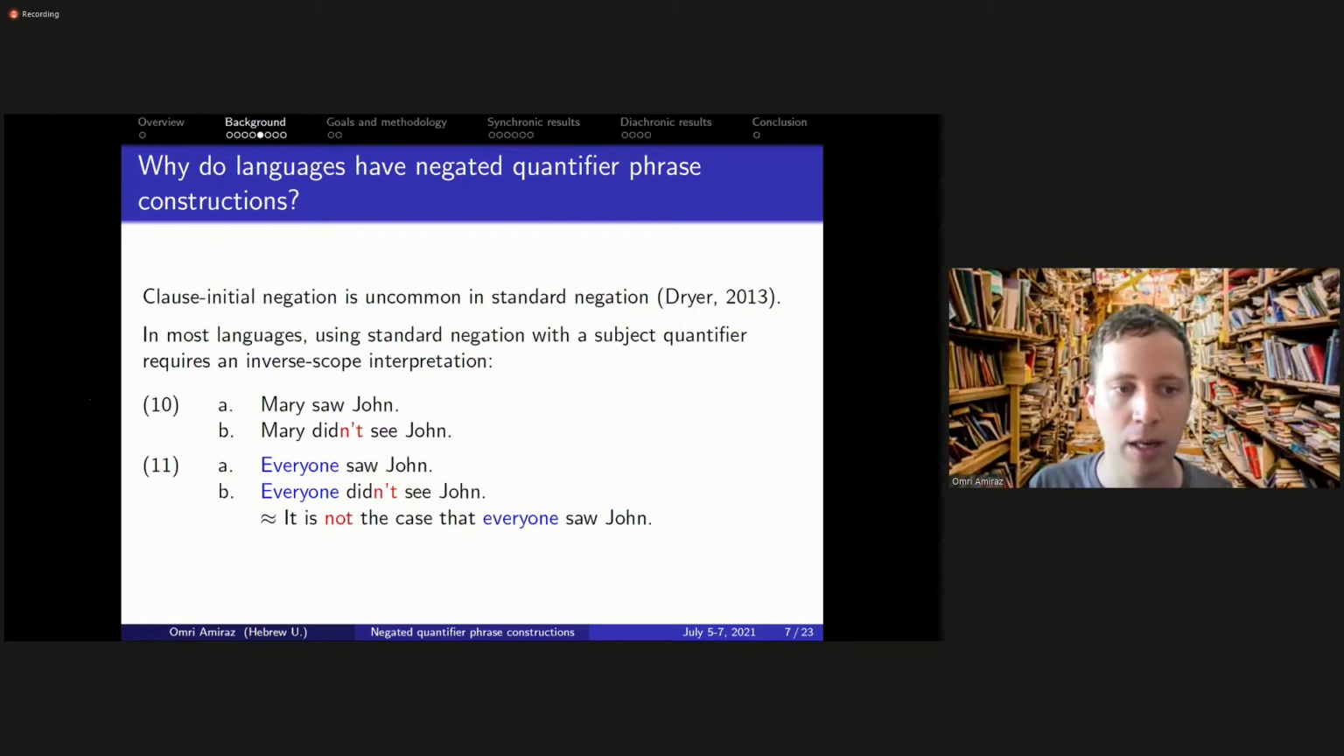So for example, in English, if we negate a simple clause like "Mary saw John," we say "Mary didn't see John," that's standard negation. If we use the same negative construction to negate "everyone saw John," we get "everyone didn't see John," which requires an inverse scope interpretation because negation follows the quantifier, but the intended meaning is that it is not the case that everyone saw John. Negation negates the quantified proposition.